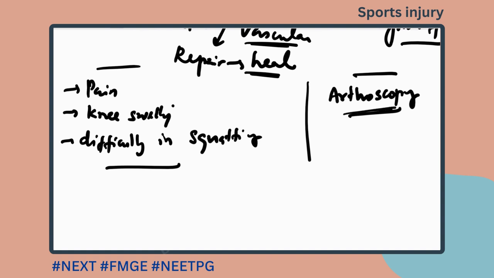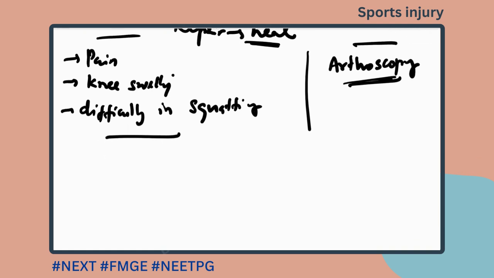What is called arthroplasty? Arthroplasty is replacement of the joint. In arthroscopy, you put a small scope inside the joint and you repair the structures. Are you clear in this? Fine. So meniscal treatment is usually done using arthroscopy. Now coming to the ACL. Sorry, one more point regarding the medial meniscus.